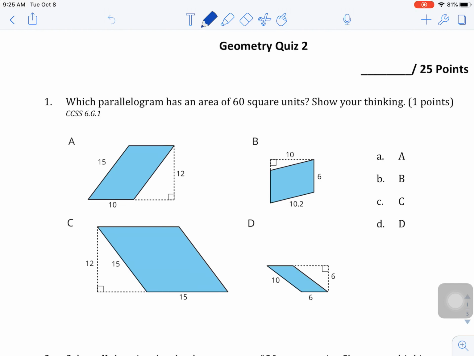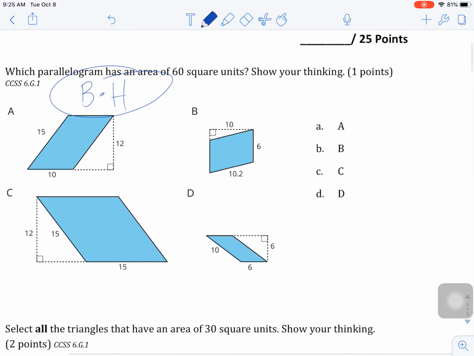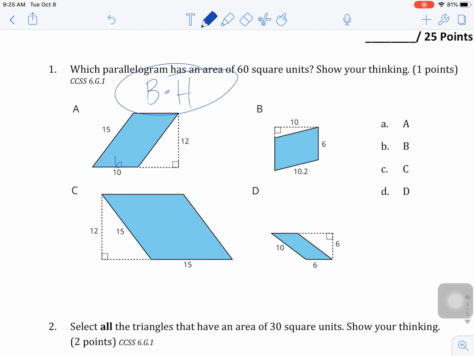So number 1 says, which parallelogram has an area of 60 square units? It's just one answer here. One thing we need to keep in mind is that for a parallelogram, we find the area by multiplying base times height. So look at these parallelograms. Letter A, here's your base, here's your height. Remember, we're looking for that 90-degree angle. So 10 times 12 is 120, so it's not A.